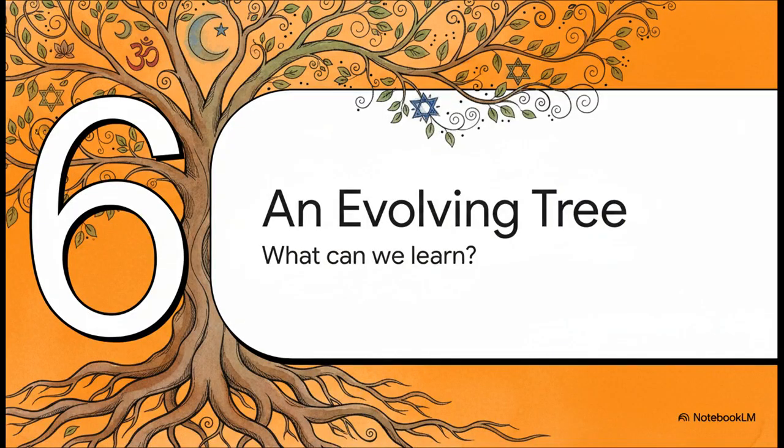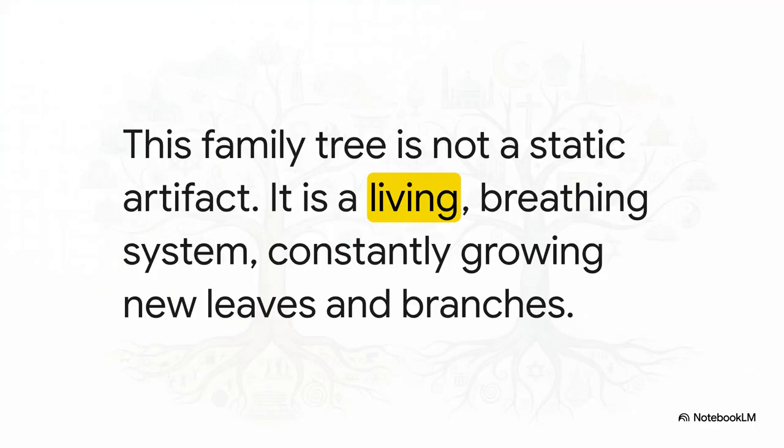So we've reached our final section. Now that we've explored the roots and the major branches, what's the big lesson here? What can we take away from looking at world religions as this constantly evolving tree? This is the most important takeaway of all. This family tree is not some dusty artifact in a museum. It's a living, breathing system. Religions are always changing, they're always influencing each other, and they're always sprouting new movements.